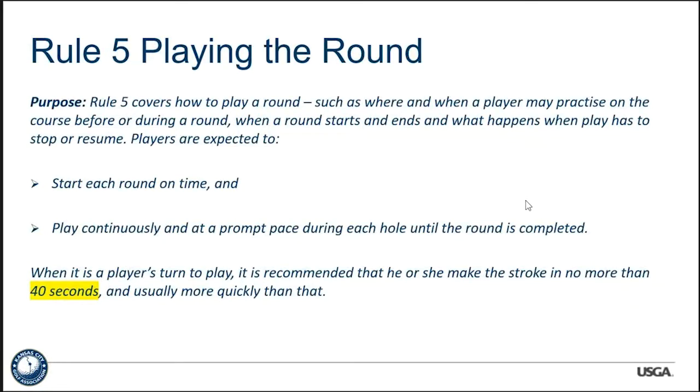Play continuously at a prompt pace, and here's where we get that 40 seconds that's in the rule for the first time. That talks about every player should, not must, should be able to play every stroke within 40 seconds. And so when we actually have a pace of play issue, we have something in the rules that we can back into and say, all right, here's the issue that we have. And if somebody plays in 41 seconds, we're probably not going to penalize them. But 40 seconds is a good number to be able to show a player that they need to play a stroke in that time. And it even says possibly quicker than that.